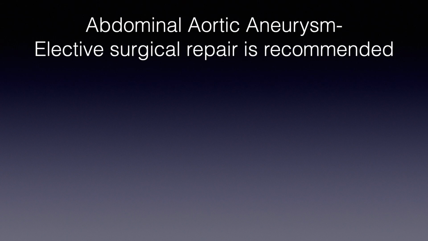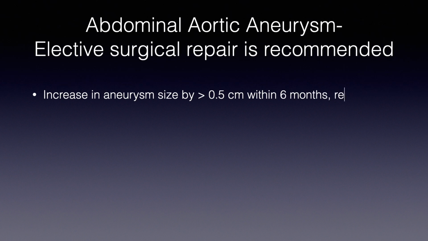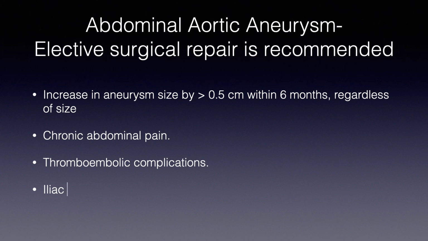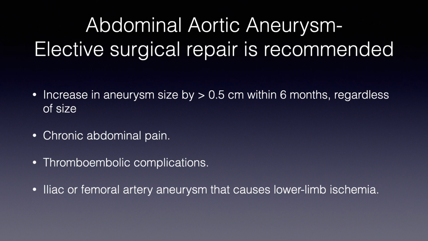Elective surgical repair of an abdominal aortic aneurysm is recommended if there is an increase in the size of the aneurysm by 0.5 centimeters within 6 months, regardless of size, chronic abdominal pain, thromboembolic events, or iliac or femoral artery aneurysm that causes lower limb ischemia.